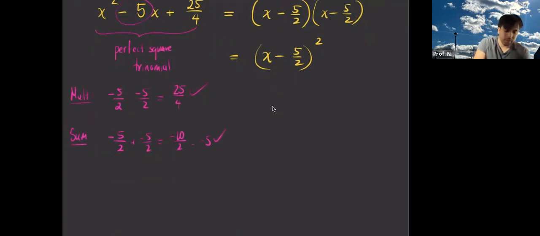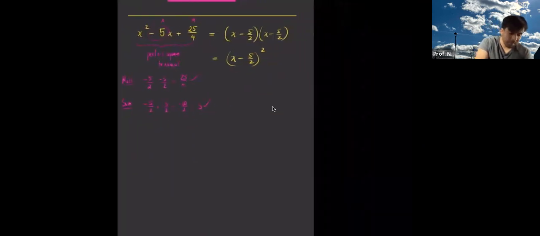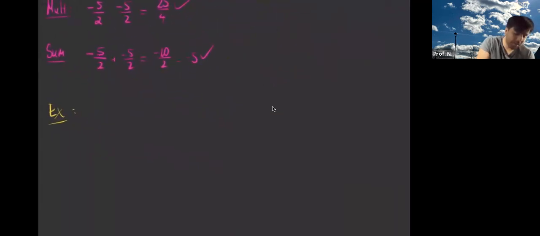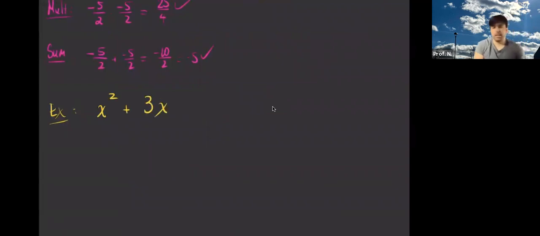So I can do more of these. Look, I can do more of these. So let's do more of these, okay? Let's do more of the ones where the middle term is not an even number. So I want to complete the square and then factor at the same time.